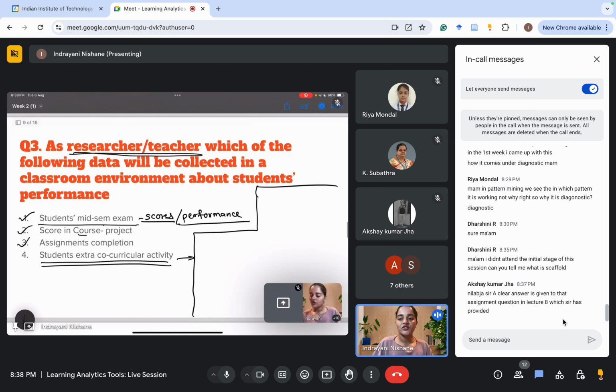Okay. So question 3: as a researcher or teacher, which of the following data will be collected in a classroom environment about students' performance? Students' mid-sem exam scores, or their performance in the mid-semester exam, that we can collect.